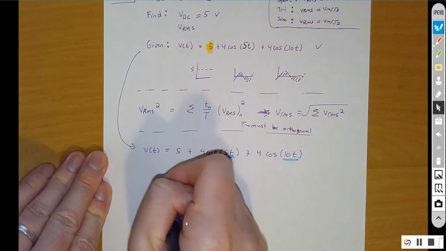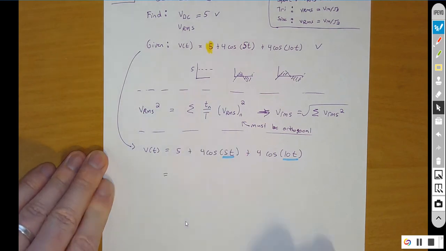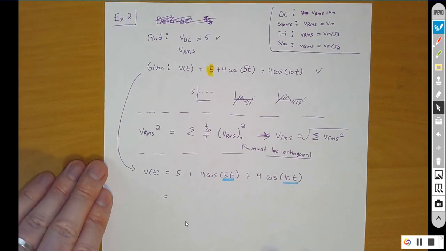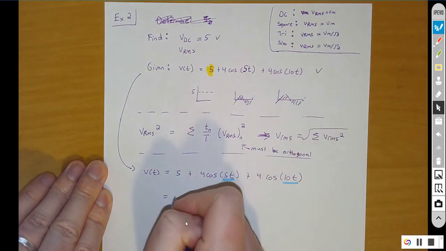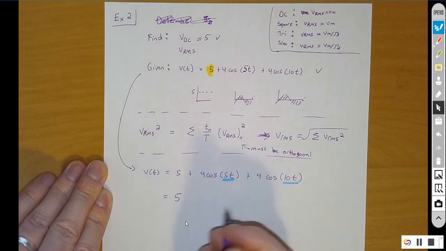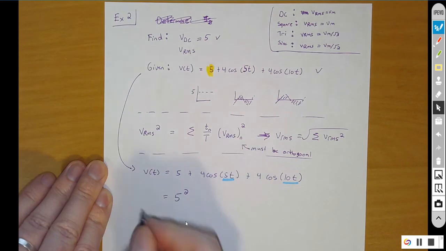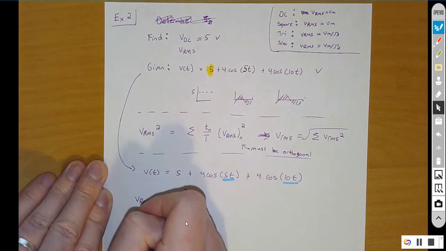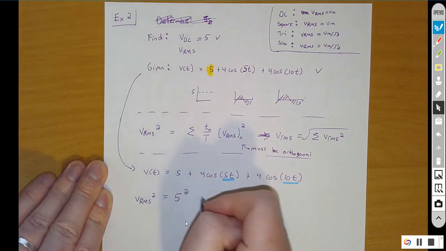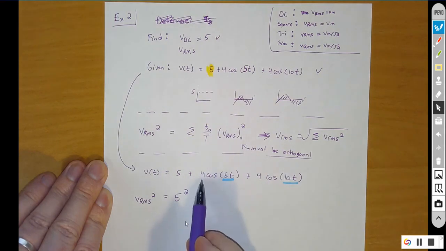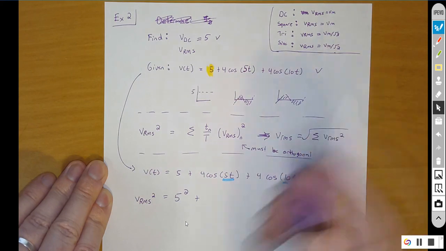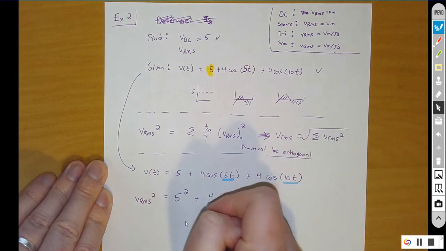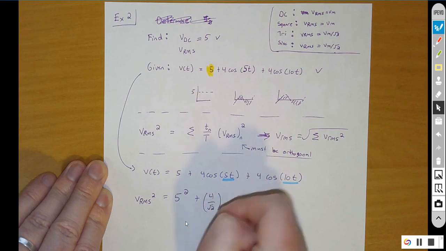All right, so this is a DC signal. Our DC signal, the VRMS of this is just the magnitude, so it's just going to be 5. And we're going to square it per the equation here. So V RMS squared is just going to be 5 squared plus. This is going to be a cosine function, which is also a type of sine function. So it's going to be the magnitude divided by root 2. The magnitude is 4, so we're going to go 4 over root 2. We're going to square that entire thing.